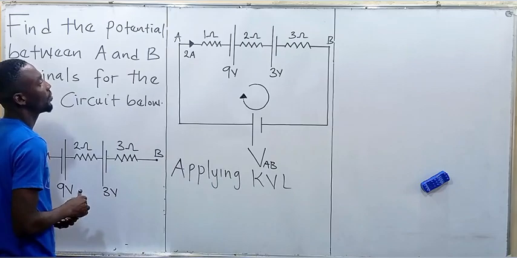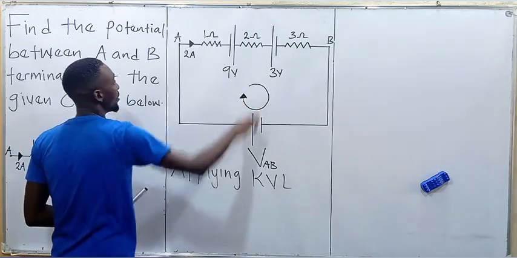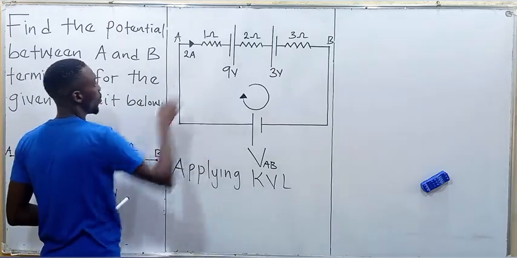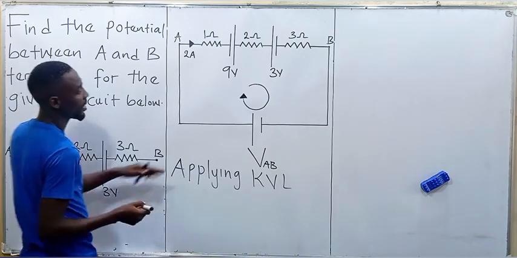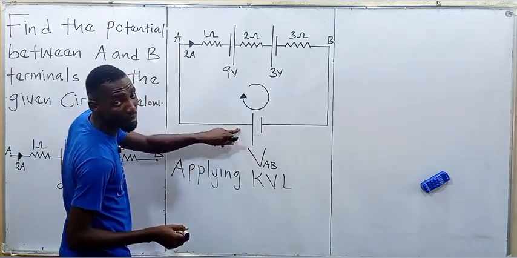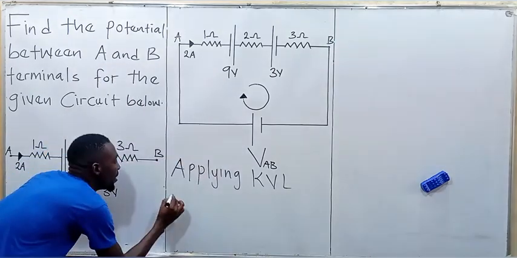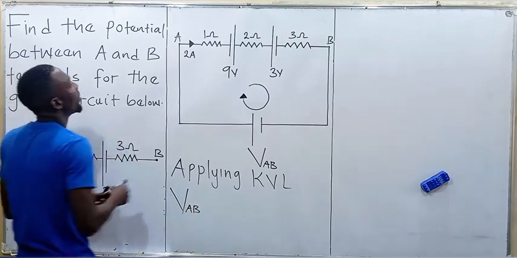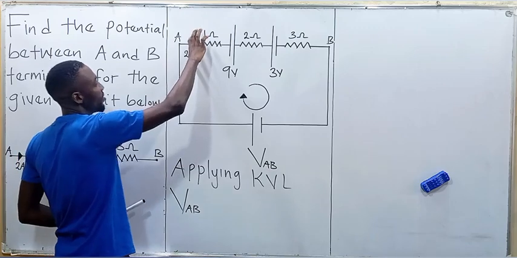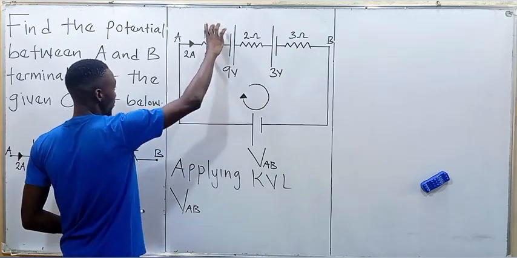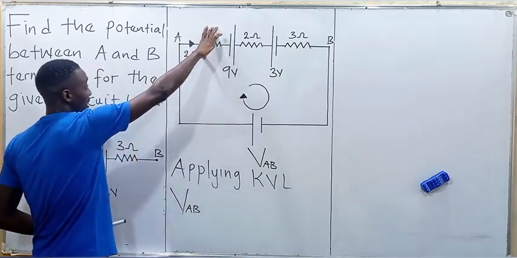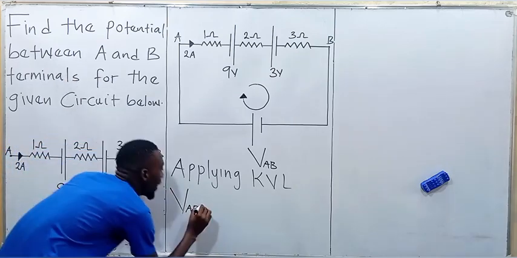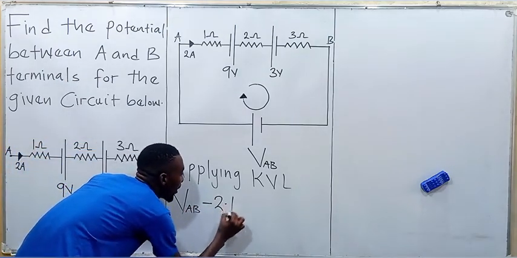you can see we have already taken the direction, and the current is flowing in this direction, that is in the clockwise direction. Starting from here, we are moving from negative to positive, that is voltage gain. So that is VAB. Now here, since our current is going in the same direction with this, we're going to take our voltage here to be negative. So that is minus 2 multiplied by 1.